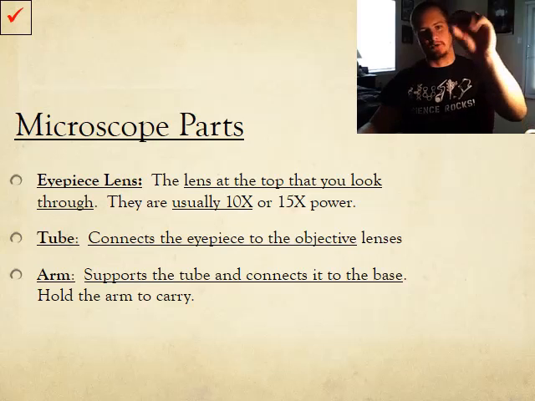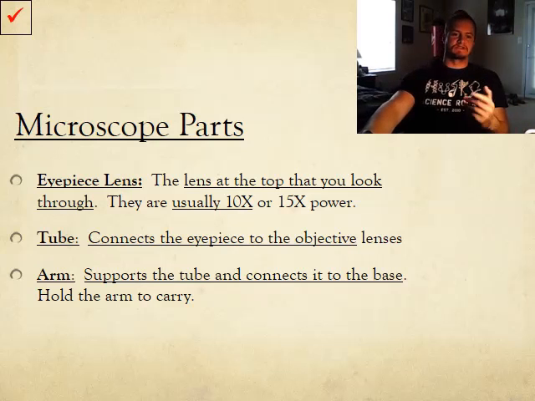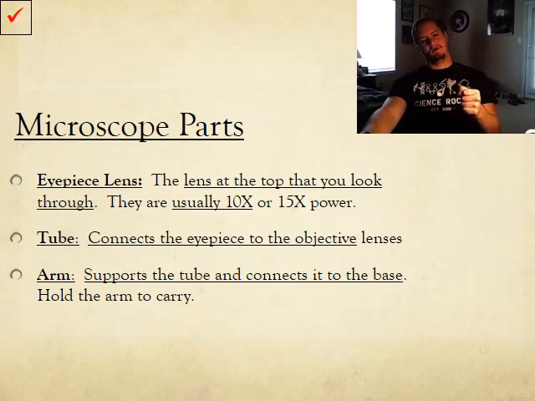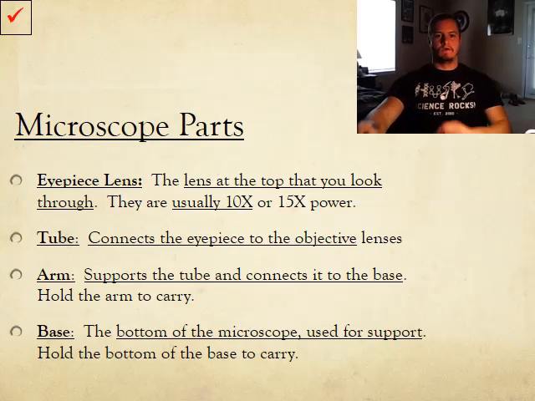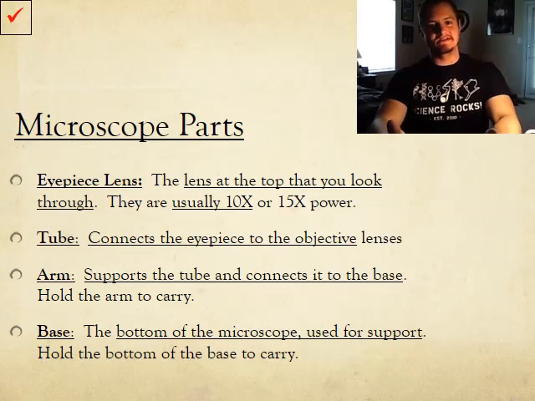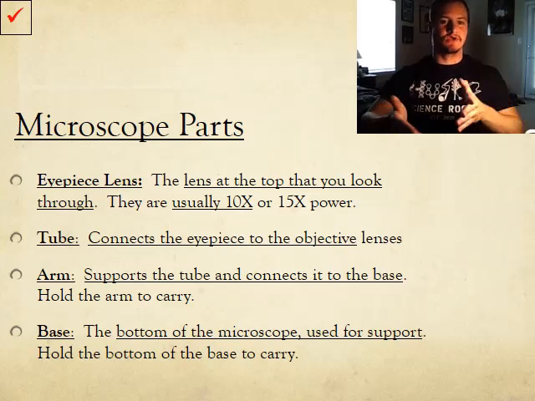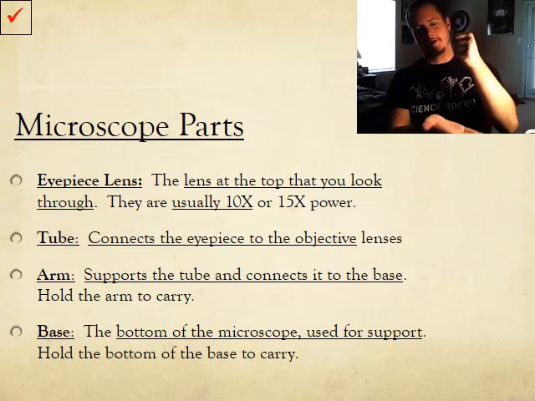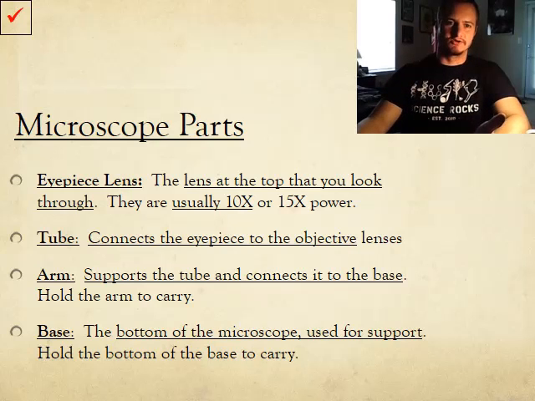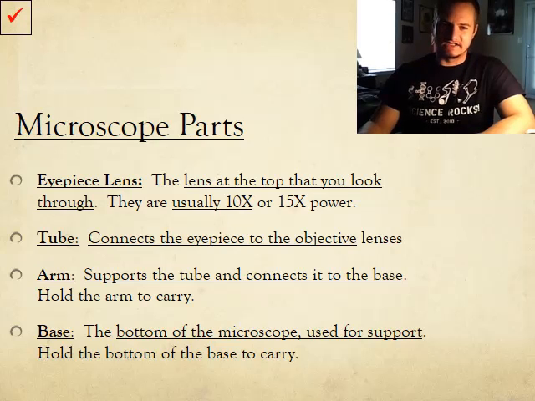The arm supports the tube and connects it to the base. You're going to hang on to the arm to carry your microscope around. Now the base. The base is the bottom of the microscope, primarily used for support. You hold the bottom of the base to carry it, so you have one hand on the arm, one on the base. That way you make sure you don't drop it. Yes, in this case you do not want to drop the base. Don't do it.